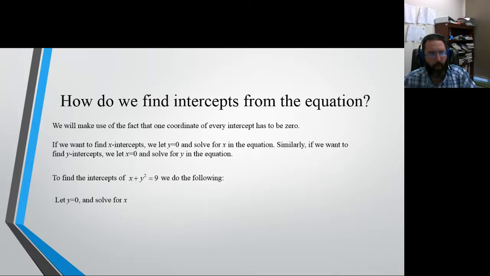First, let y equal 0 and solve for x. We have x plus 0 squared equals 9, which gives us x equals 9, which tells us we have an x-intercept of 9.